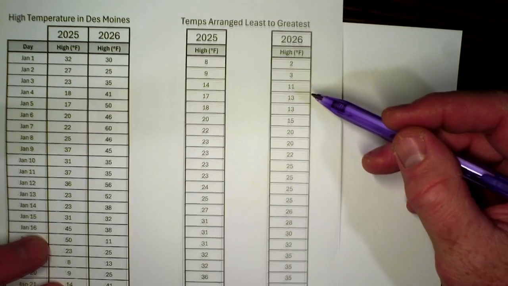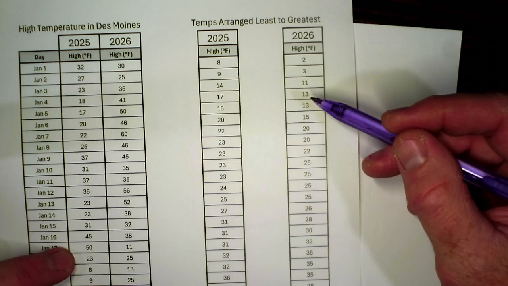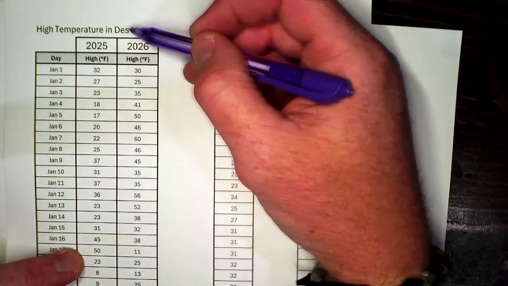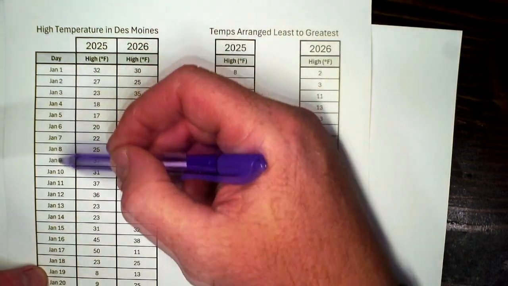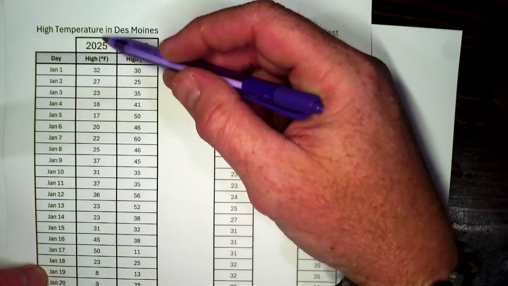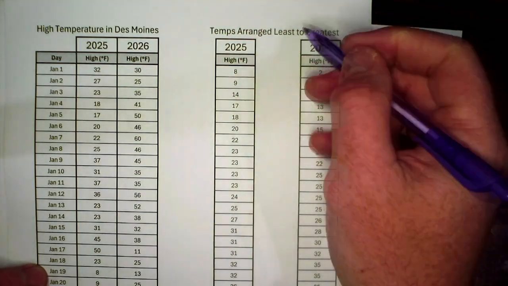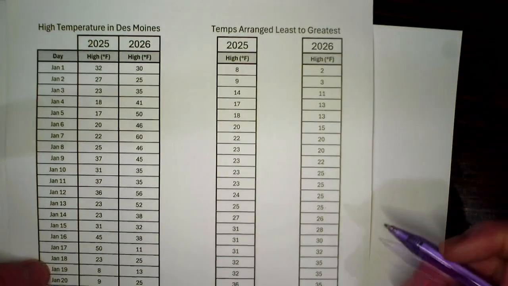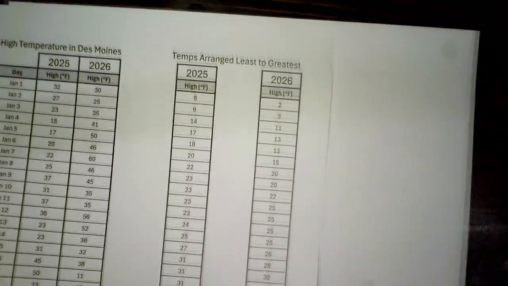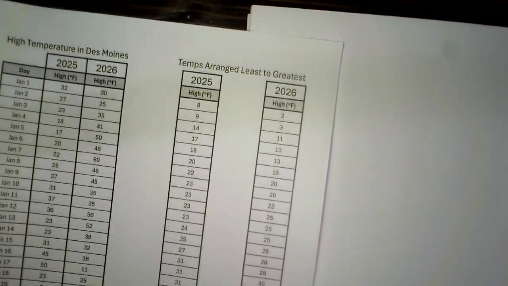And so we're going to go back to temperature data that we've used in previous examples. This one is the high temperatures in Des Moines in the month of January, and we have it for 2 years, 2025 and 2026. For this purpose, we'll just use 1 year. We'll just use 2026.